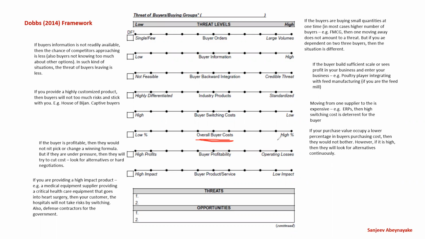So if your buyer's cost base is very high and you are supplying a huge amount, it's in their best interest to look for others and alternatives. So buyers will always look around. But if the cost is very small, then you won't be shopping around.